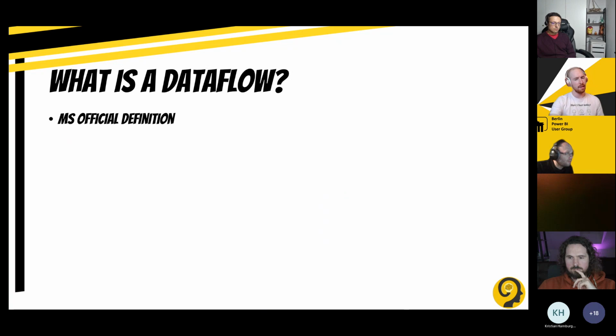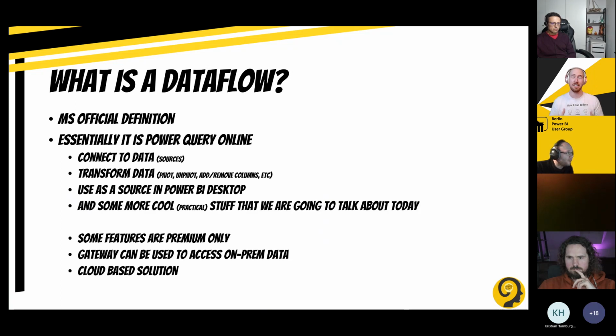So in layman's terms, a data flow is Power Query Online. It helps you to connect to different data sources. It helps you to transform your data, whether it's adding, removing columns, pivoting, unpivoting details, getting files from a folder and transforming them to a structure that makes sense to the business. And it allows you to use a data flow as a source in a Power BI report in Power BI Desktop.